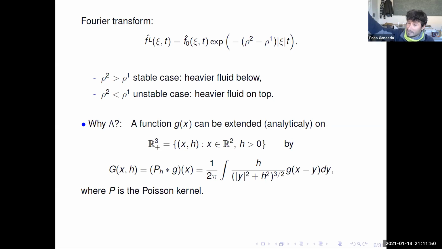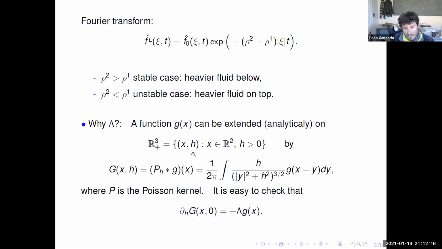You know, I have things on two fluids and then I restrict my equation to the boundary. Going the other way around is like having a function that you want to extend analytically, right? How do we do that with the Poisson kernel? Okay, with a convolution with the Poisson kernel, at least at the linear level. Okay, and why does the lambda operator appear? Because the normal derivative, or the derivative in the extension parameter, gives the lambda operator. Somehow I'm doing something like that, but at a nonlinear level, right? That's the reason why I'm getting a nonlinear equation.